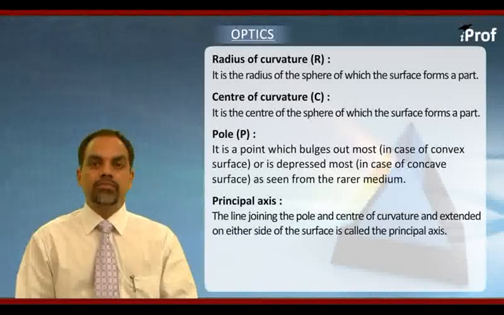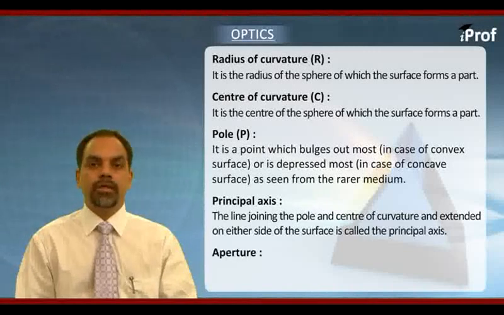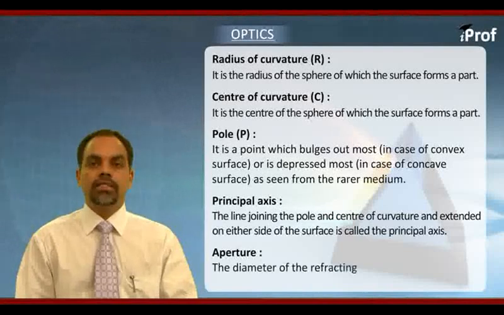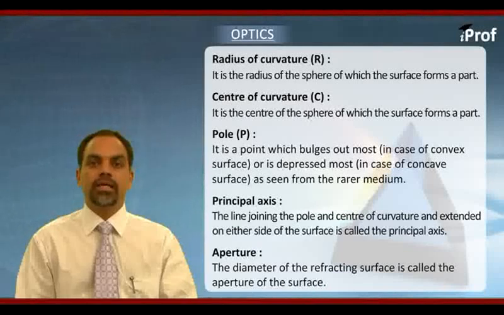Then we move to the next word which is used in connection with spherical refracting surface, which is aperture. Now this is similar to the definition of aperture as we have used in connection with mirrors. Aperture is the diameter of the circular outline of the spherical refracting surface. Obviously, this aperture indicates the size of the spherical refracting surface. The more the aperture, the more is the size of the spherical refracting surface.